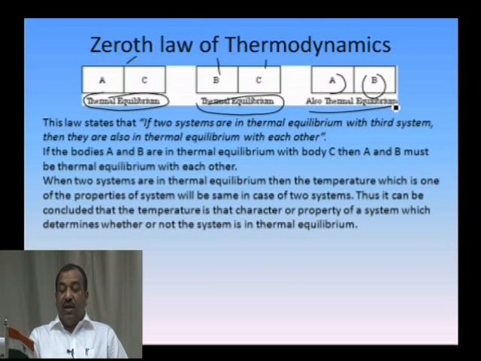This law states that if two systems are in thermal equilibrium with a third system, then they are also in thermal equilibrium with each other. If the bodies A and B are in thermal equilibrium with body C, then A and B must be thermally in equilibrium with each other. When two systems are in thermal equilibrium, then the temperature, which is one of the properties of a system, will be same in case of two systems. Thus, it can be concluded that the temperature is that character or property of a system which determines whether or not the system is in thermal equilibrium.